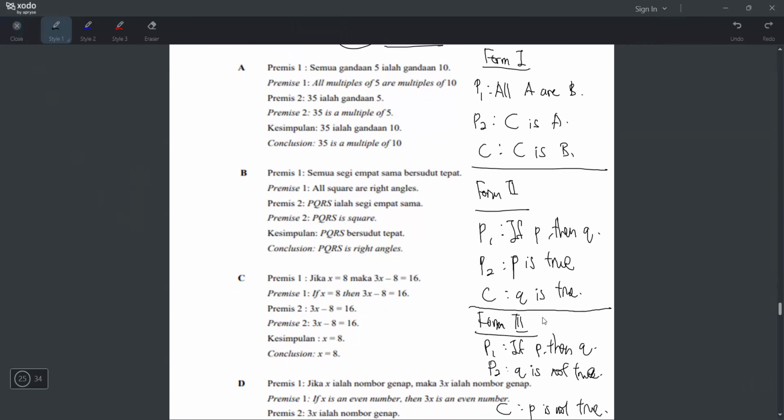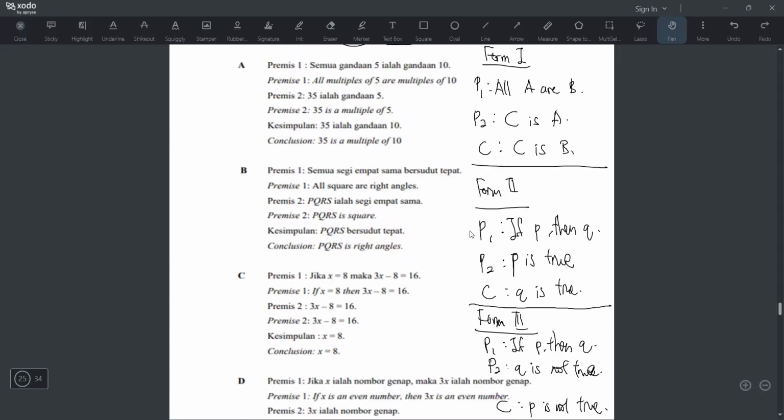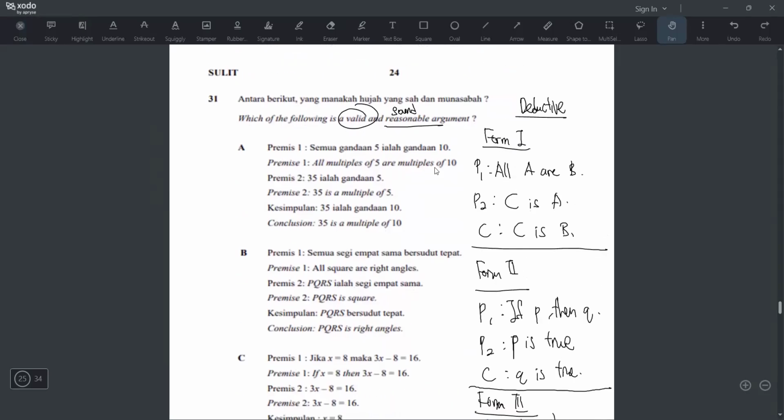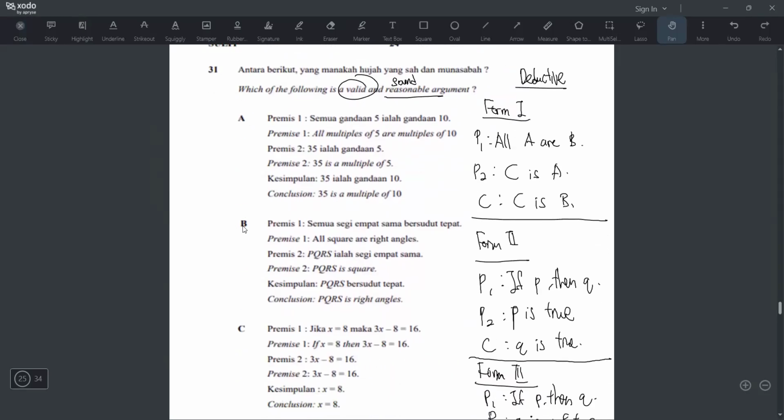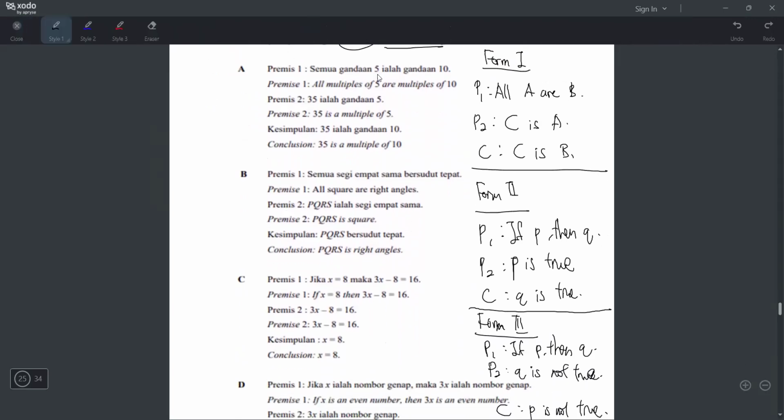Okay, what is this? This is the 3 valid forms of deductive argument. So apa benda ni? Ini adalah 3 valid form untuk deductive argument. So kalau you punya argument tak ada ikut 3 form ni, maksudnya dia bukan valid. It's not valid. If you never follow any of these 3 forms, then it's not valid, right?